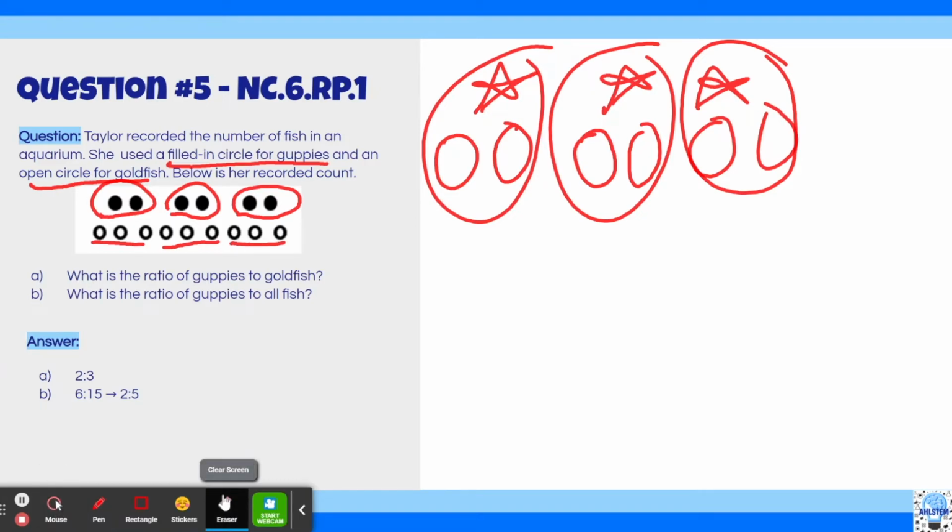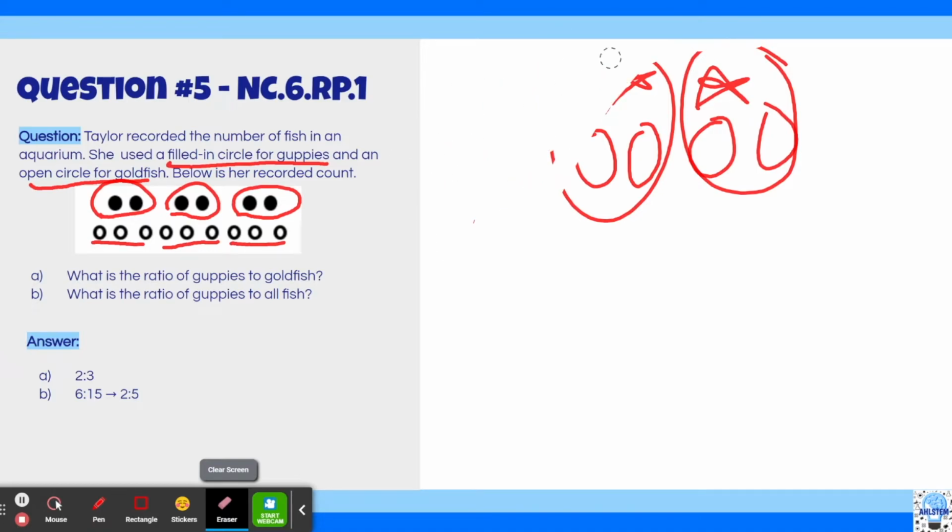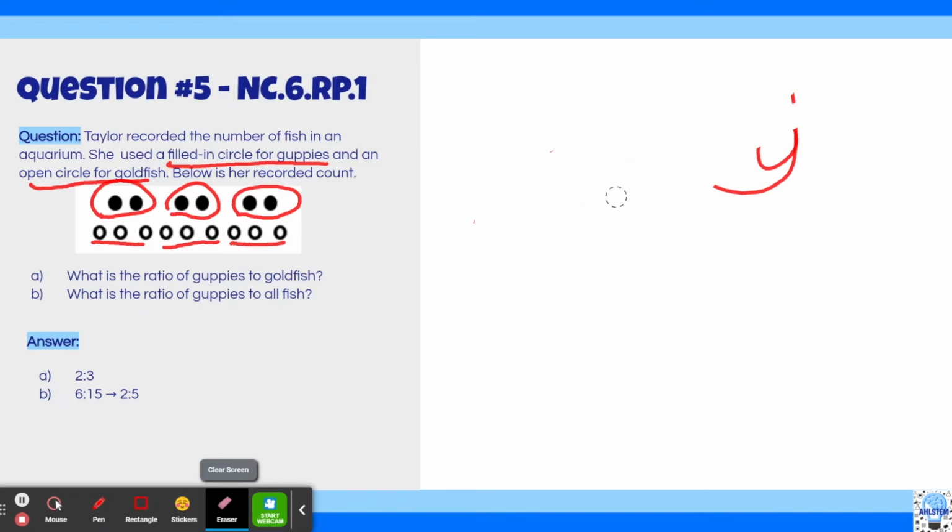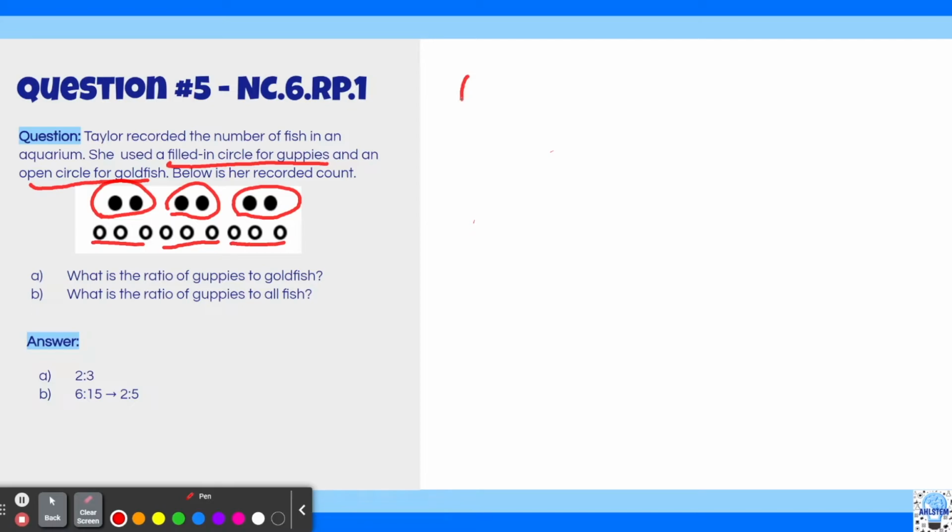But anyways, that's just a good strategy, is to group objects so that you can count better too. Because if you have 3 dogs and 4 cats in one group and you identify 5 different groups, you can easily find the total number quickly instead of counting each individual one. So anyways, there are 6 guppies, because 2, 4, 6, and 3, 6, 9. 9 goldfish.